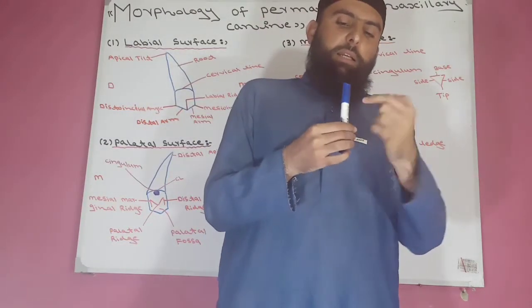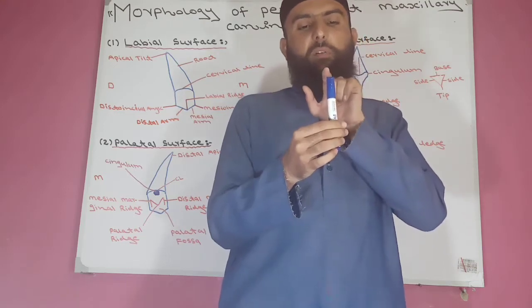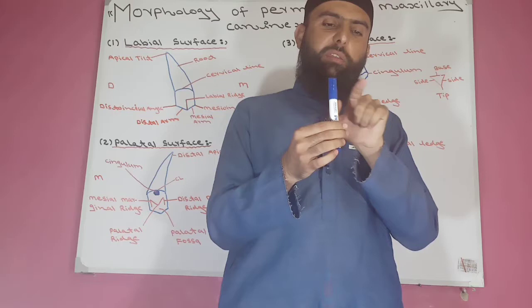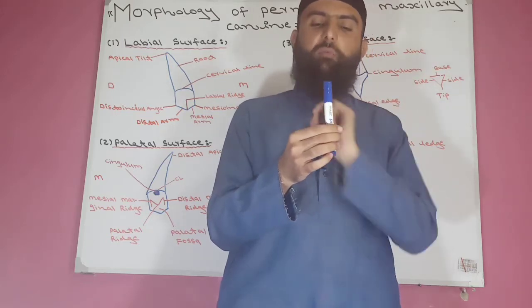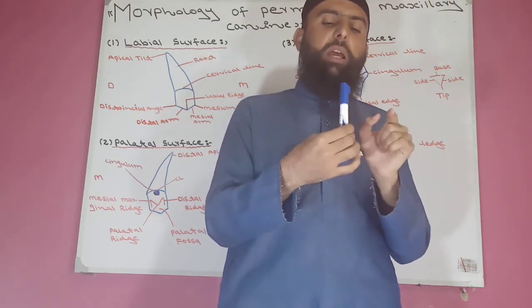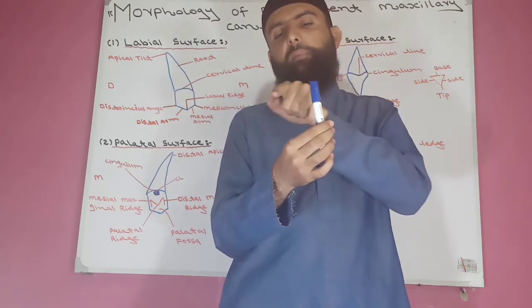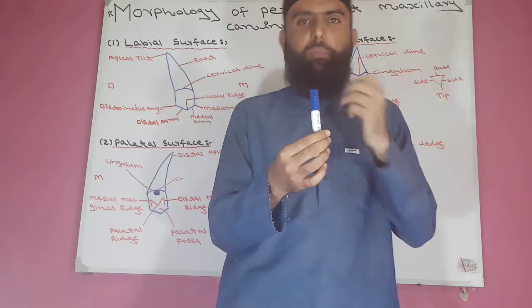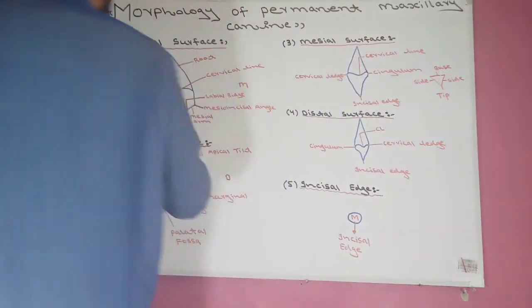Now, first, when I watch from the labial surface, this is mesial of the labial surface, this is distal. When I rotate it, the mesial surface of the labial surface comes here and distal comes here. This means the things become opposite. Same here.